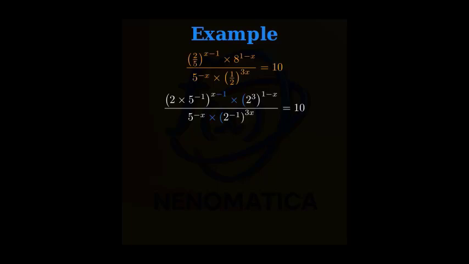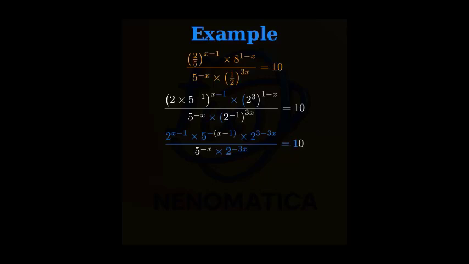First, notice that 8 to the power of 1 minus x can be rewritten as 2 cubed to the power of 1 minus x, and 1/2 to the power of 3x can be rewritten as 2 to the power of negative 1, all to the power of 3x. Now, let's apply the exponent properties.